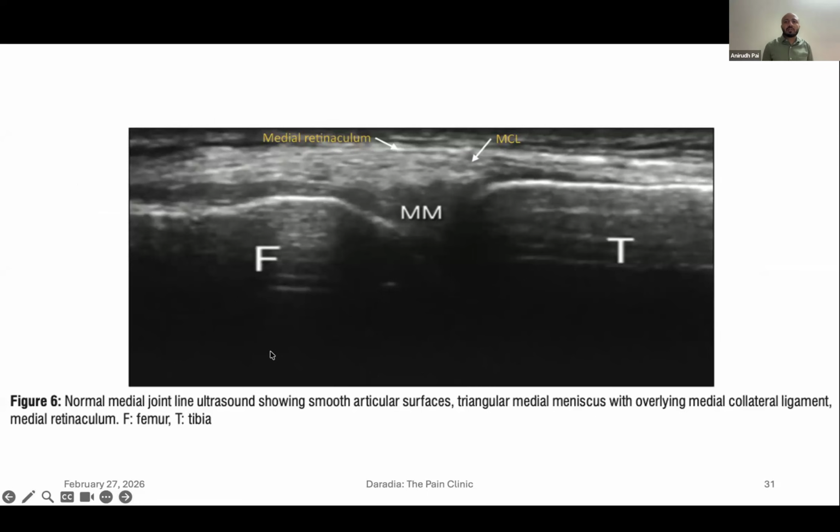This is a normal ultrasound image showing grade 0 synovial thickening. Here we can see the femoral condyle, and this is the tibia, this is the medial joint line, and we can see the medial meniscus is normally situated. On top of that, we can see the medial retinaculum and the MCL.